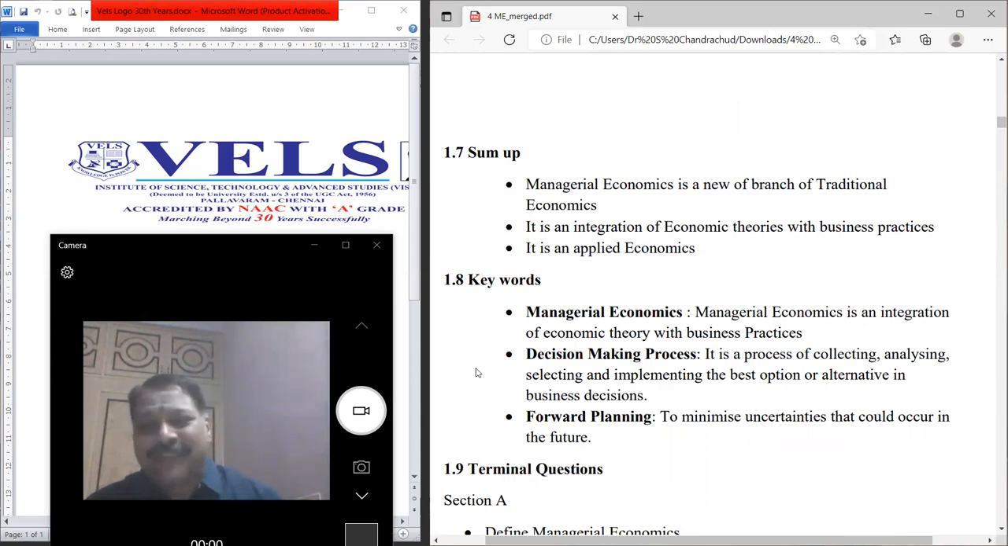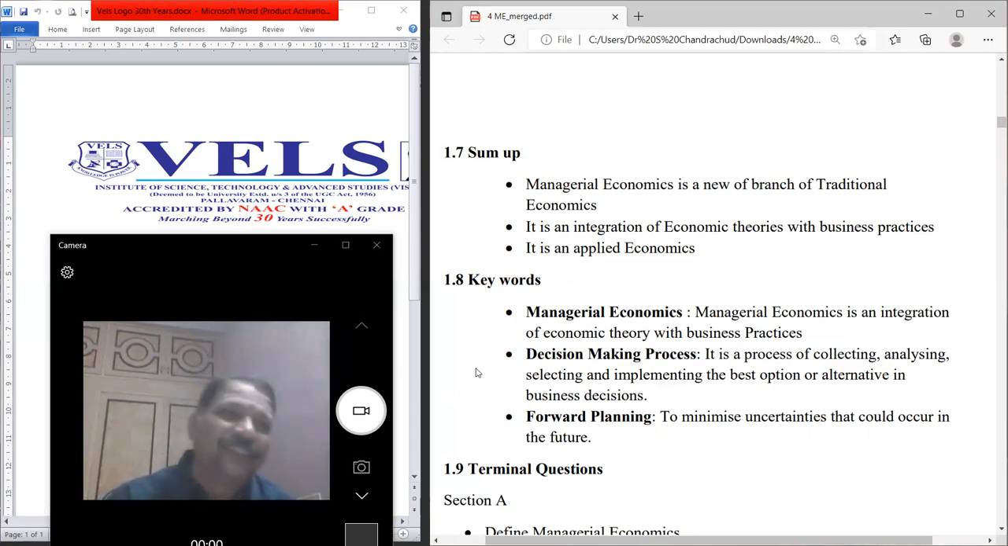The keywords that we should know in this chapter are, first, the definition of managerial economics: managerial economics is an integration of economic theory with the business practices. Then decision-making process, another important keyword. It is a process of collecting, analyzing, selecting, and implementing the best option out of the available alternatives in a business situation. And one more keyword is forward planning.